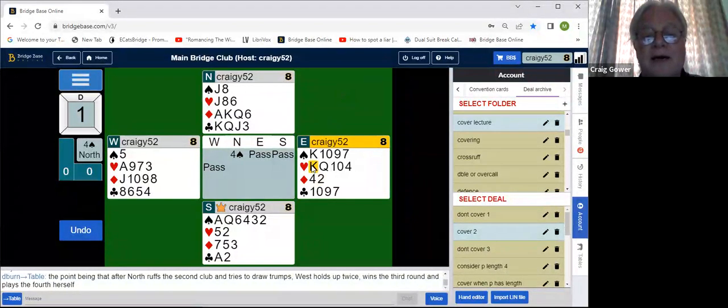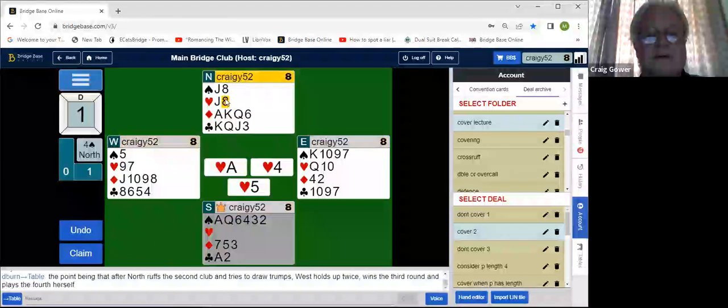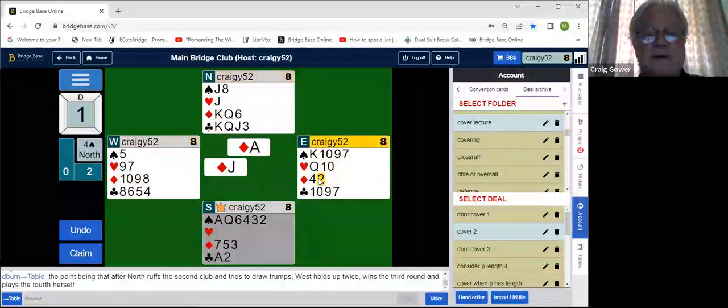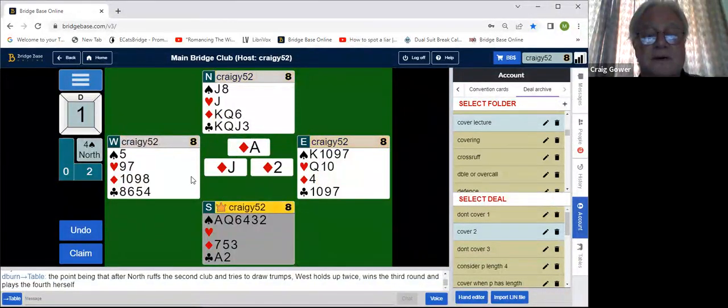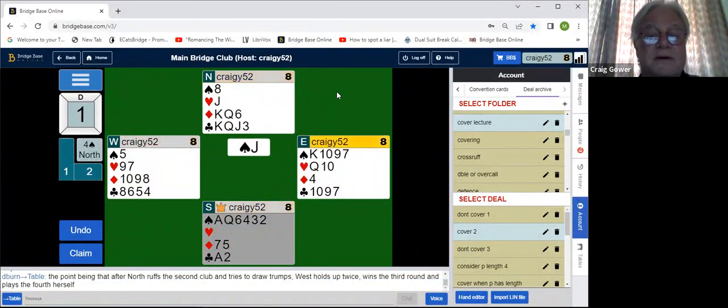So here, again, East might lead the King of Hearts, and continue hearts. And that's the end of that. So they might attack the diamond suit. And here comes the Jack of Spades.